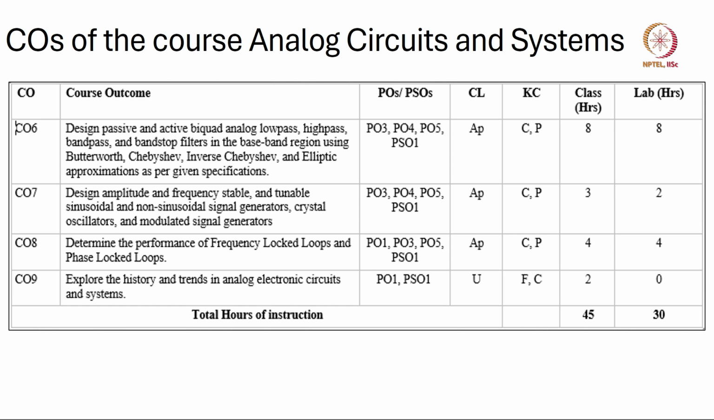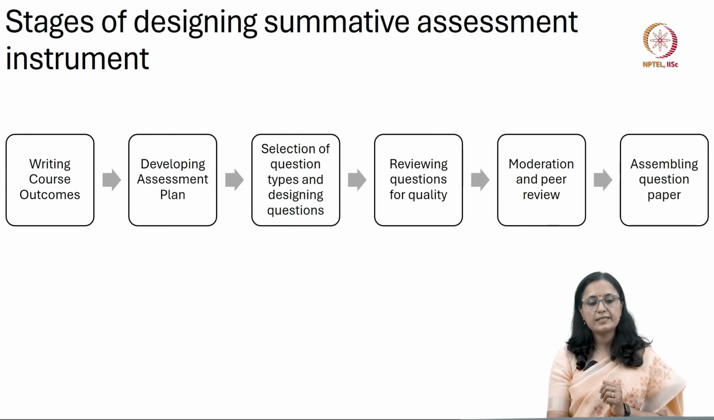Now we have a very, very clear structure, and probably we are now ready to plan our assessments, and that is the second stage of designing a summative assessment instrument. We have written the course outcomes. We have also tagged the course outcomes with appropriate metadata. We also know how the classes and labs are distributed across different course outcomes. Now probably we can move to the second stage, which is on developing the assessment plan.